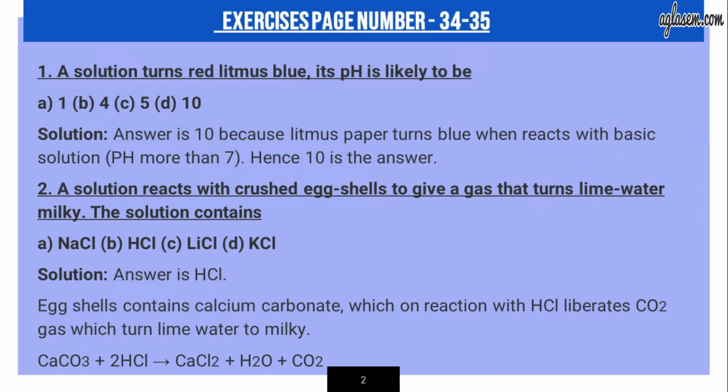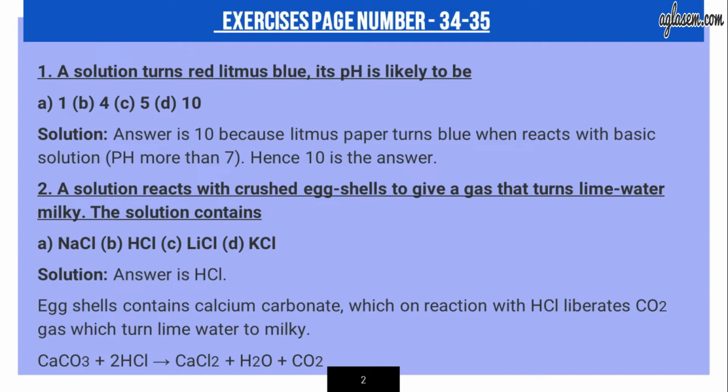Here question number 1 says: a solution turned red litmus blue, its pH is likely to be A is 1, B is 4, C is 5, D is 10. So the answer for the same is 10, because litmus paper turns blue when it reacts with a basic solution, pH more than 7. Hence 10 is the answer.